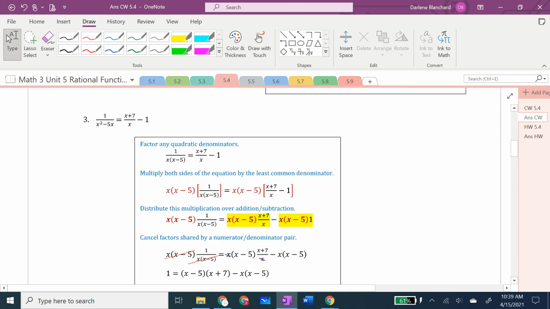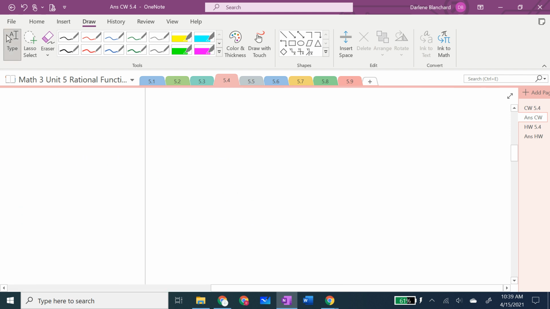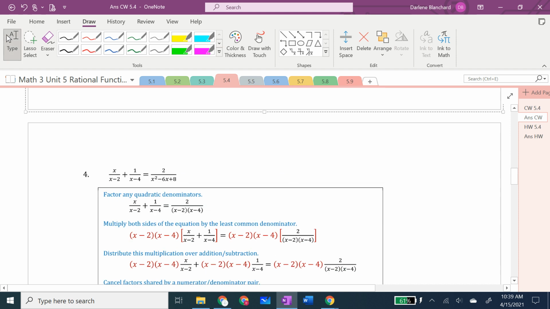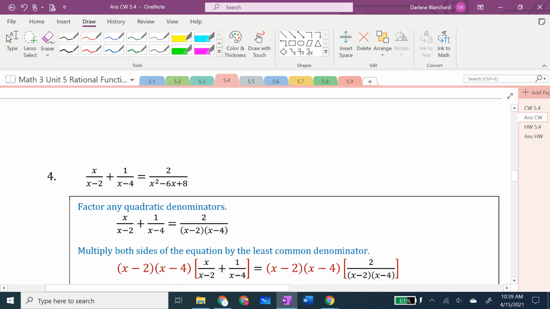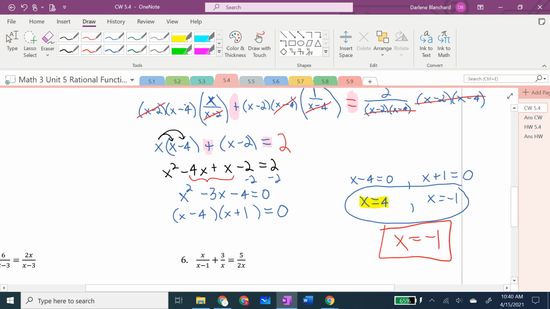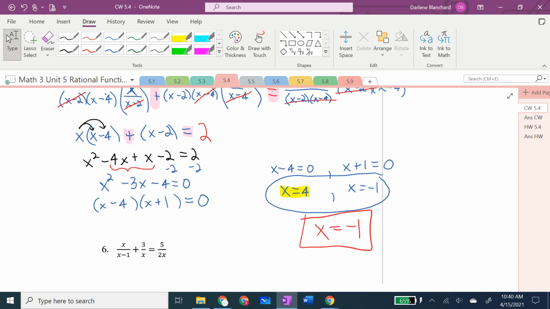I know, which one is this? Is it? Yes. Sorry. I have a question about number 4. Uh-huh. When we got the x minus 4 equals 0, and the x plus 1 equals 0, is x equals negative 1 the only solution because 4 was once a negative? Like, why is that?